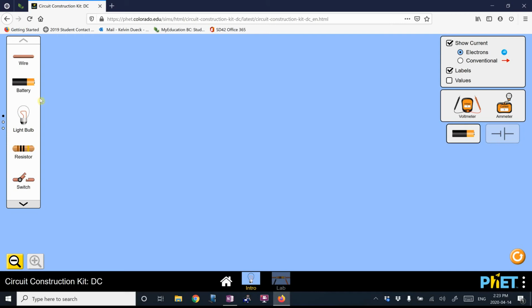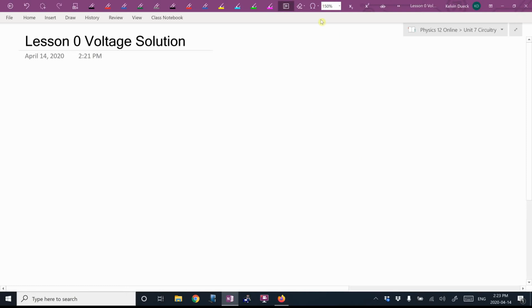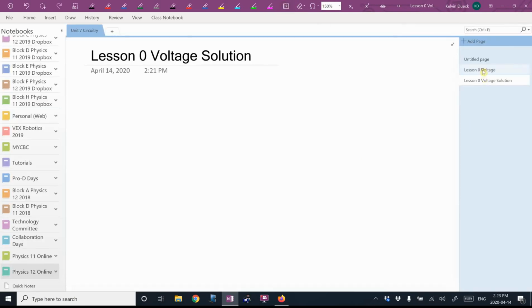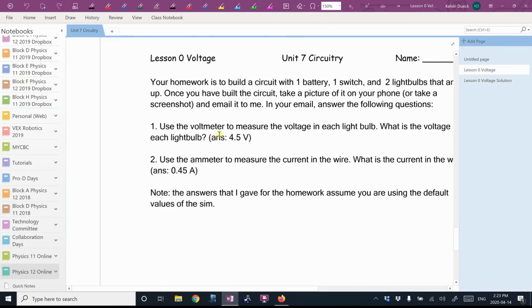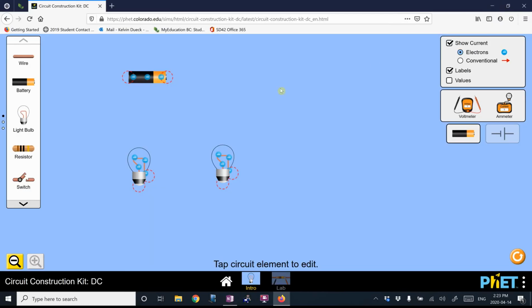But for now, I said that you had to make a circuit using a battery, 2 light bulbs. Did I say to include a switch? I can't even remember now. I think I said to include a switch. 1 switch. There you go. So let's pull out a switch, an on-off switch. Now, this is what's called the virtual mode. These are what these actually look like.